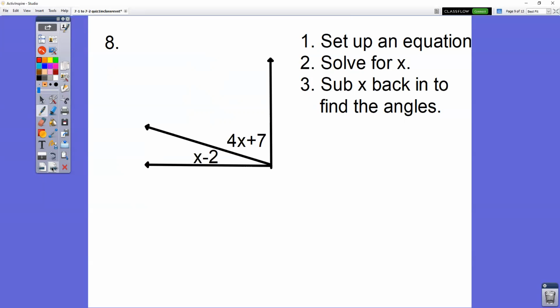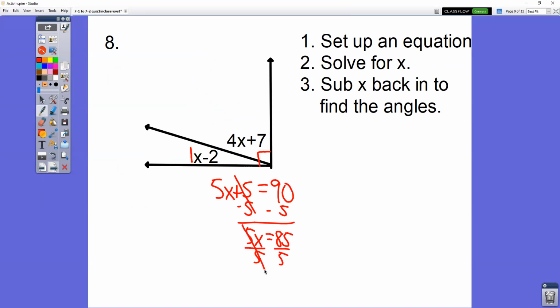Again, these are complementary angles. They take that right angle and divide it into 2 pieces, so they add up to 90 degrees. There's really a 1 in front of that x. 4x plus 1x is 5x. Add together your positive 7 and your negative 2. 7 plus negative 2 is positive 5, so we're going to write plus 5. So minus 5, minus 5. 5x equals 85. Divide by 5, divide by 5.